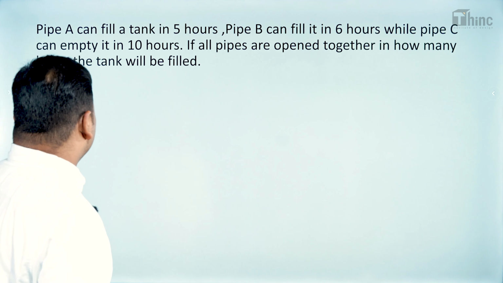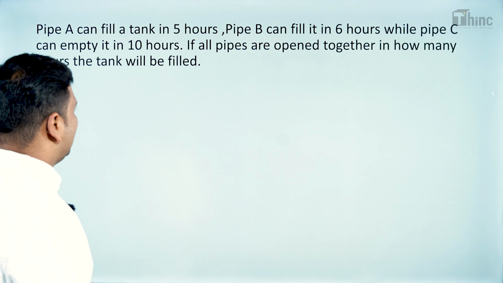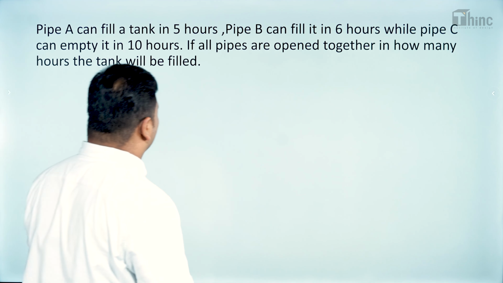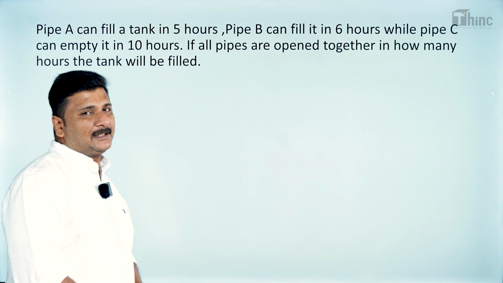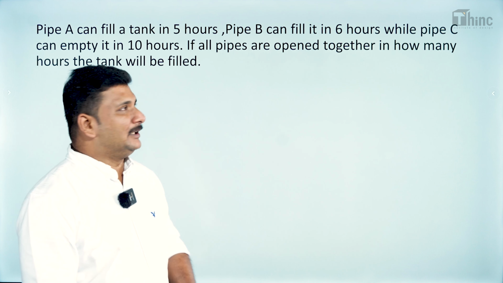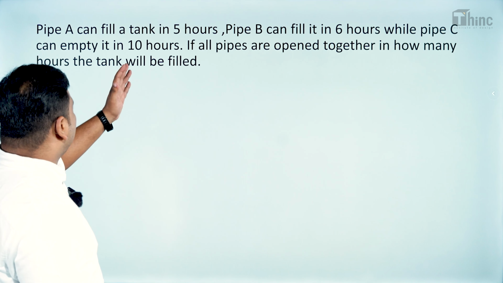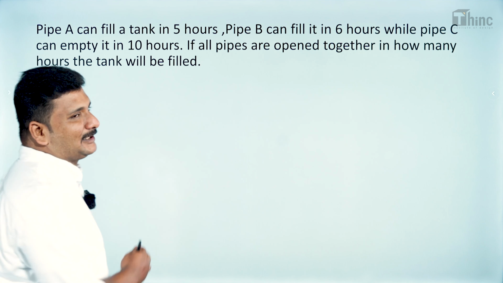So look at this question. A can fill a tank in 5 hours, B can fill the tank in 6 hours, and C can empty it in 10 hours. If all the pipes are opened together, in how many hours will the tank be filled? So instead of men working, we have pipes working here.